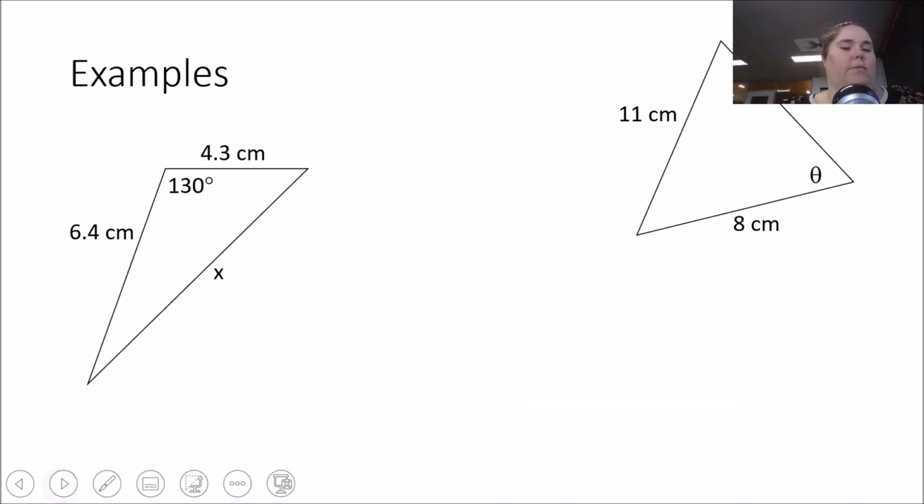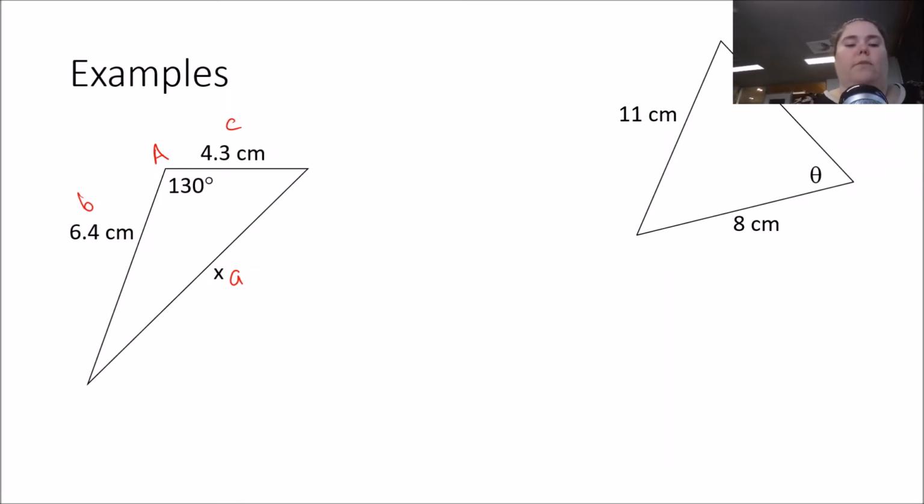So here are my examples. I'm going to start by labeling my unknown as little a, which makes the angle opposite capital A. For the cosine rule, it doesn't matter which way you put B and C. So my rule is a squared equals b squared plus c squared minus 2bc cos A. And all I'm going to do is sub my information into that equation.